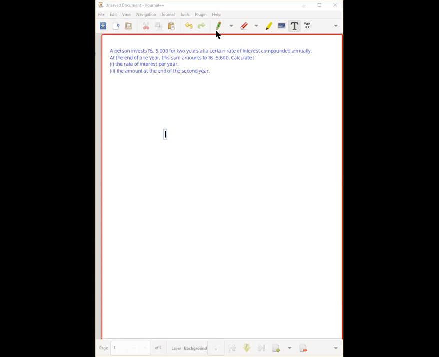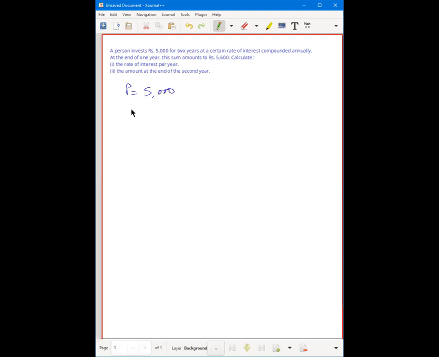Okay. So the principal has been given to us as 5,000. Time period is given to us as 2 years. And R is not given to us, right? And we know the amount is given to us as 5,600, after 1 year. So now using this information, can I find out the R?